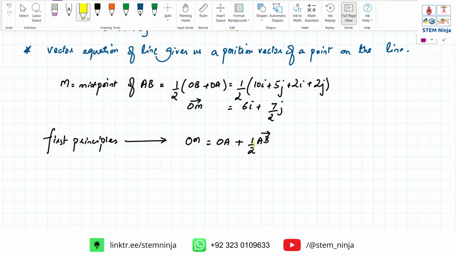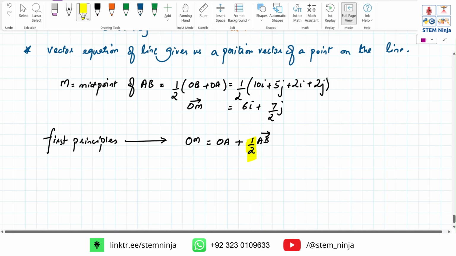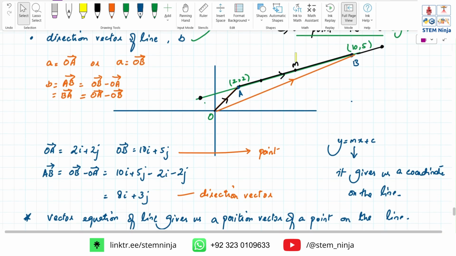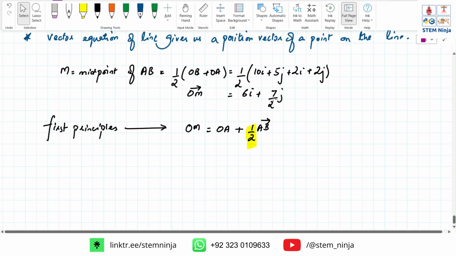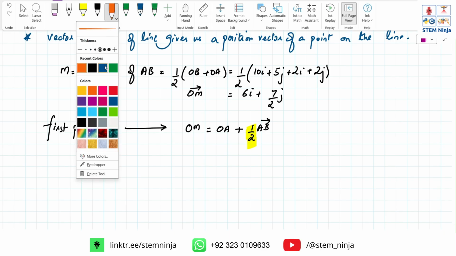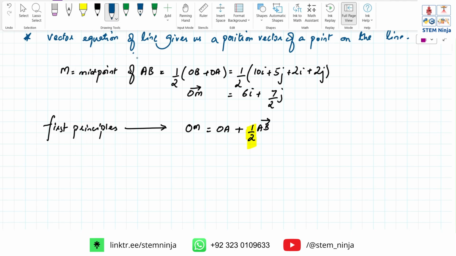Now this half thing is very peculiar over here because we knew that this was halfway between AB. That's why we used half of AB. If we do not know where this point is, what's the ratio with the AB, then we can keep it with any scalar multiple.